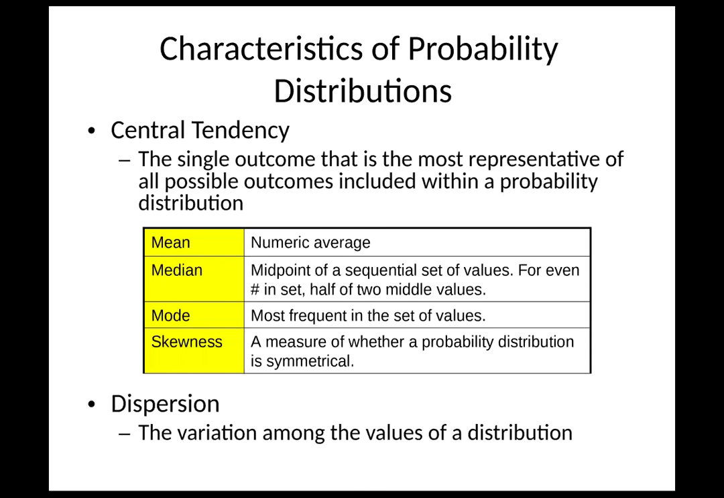And then we'll talk a little bit about skewness, a measure of whether a probability distribution is symmetrical. So when we talk about central tendency, we're usually looking at the mean, median, and mode really all being aligned into one, and you'll see that in some of the charts here. And then dispersion, the variation among the values of a distribution, right? Meaning the mean, median, mode are kind of all over the place when we look at some of the data.